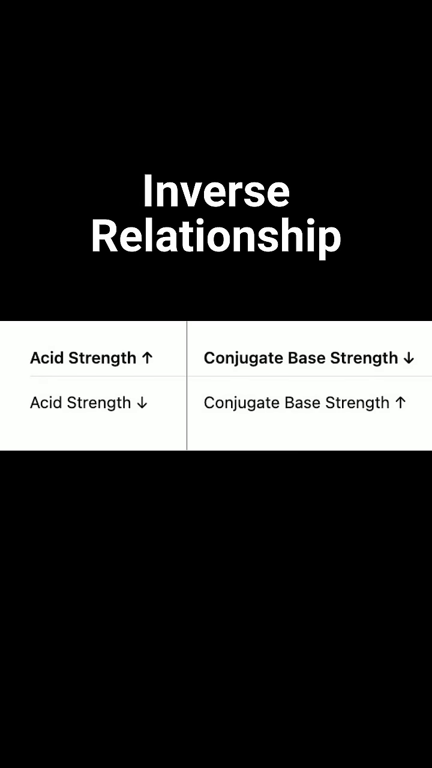In short, a strong acid has a weak conjugate base. A weak acid has a strong conjugate base. It's an inverse relationship. The better the acid is at giving away H+ ions, the worse its conjugate base is at wanting it back.